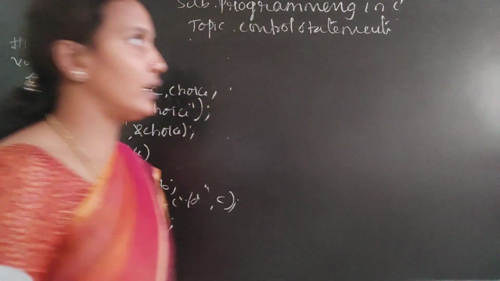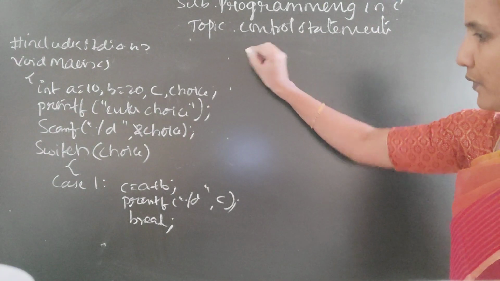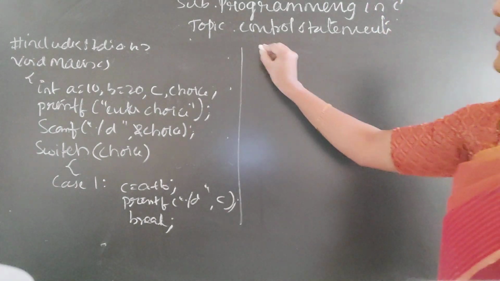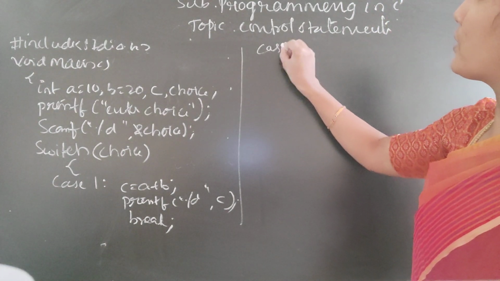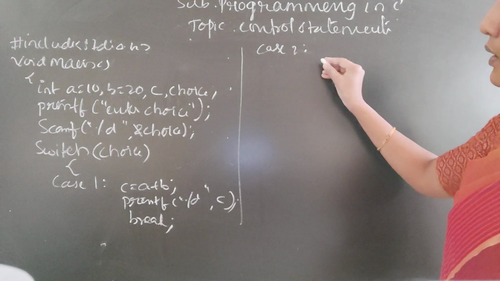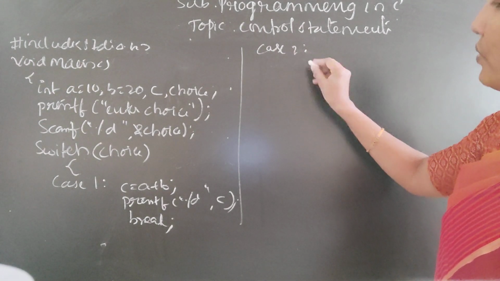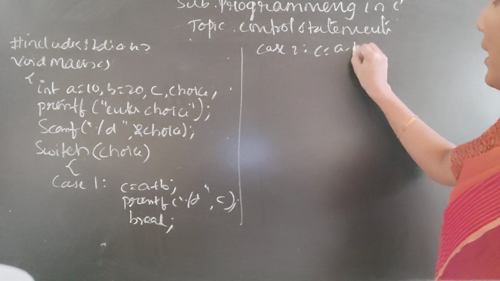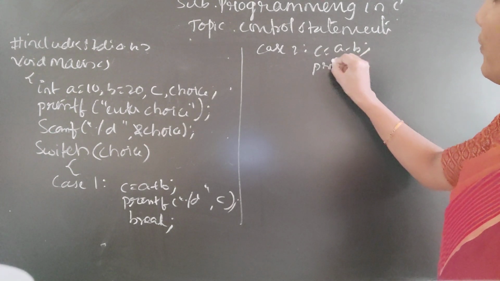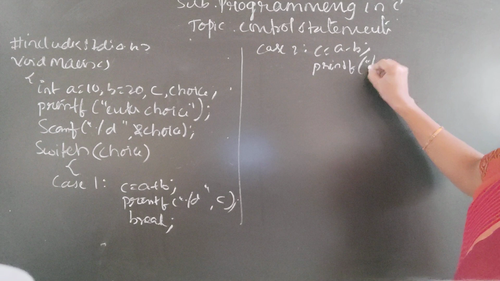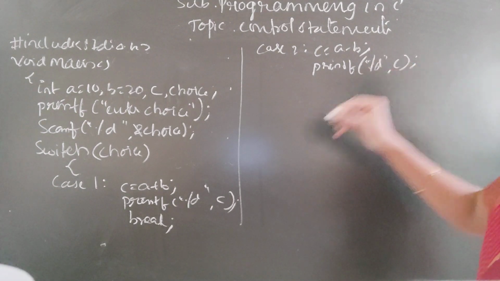Now we will come to the second line here. Next, case 2. Case 2 means choice 2 here. C equals A minus B, printf percentage C, break.